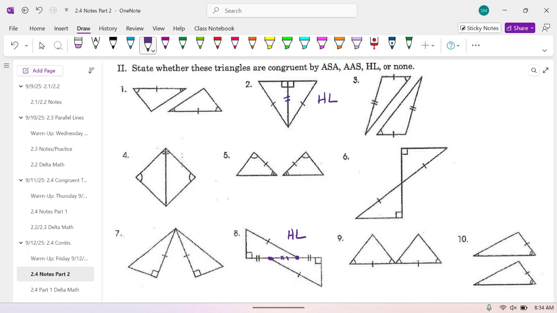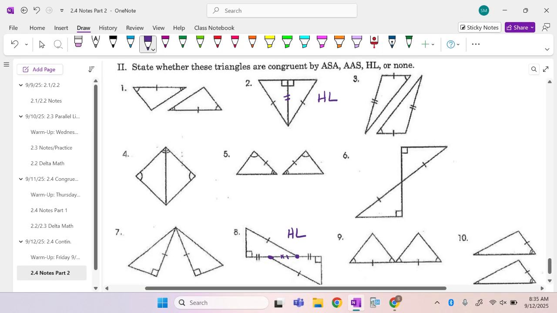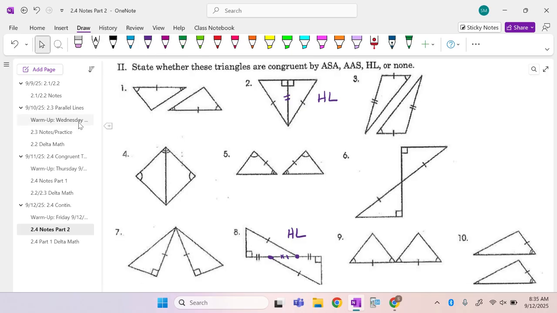I'm not going to assign any paper homework for tonight, but it'll be a good time to work on your Delta Maths. Remember, 2 of them are due tonight by midnight, so make sure you get those 2 done. I believe it's the 2.1 and the 2.2 first part.